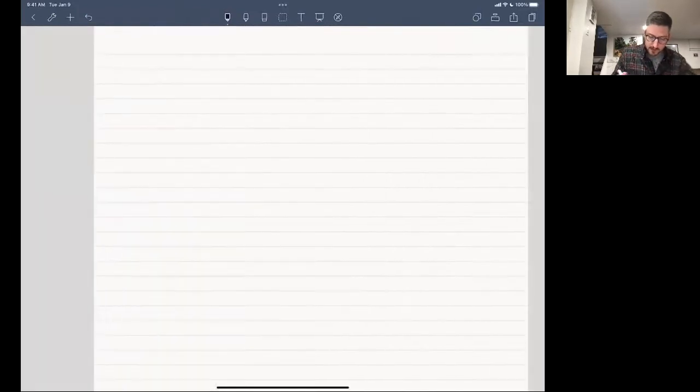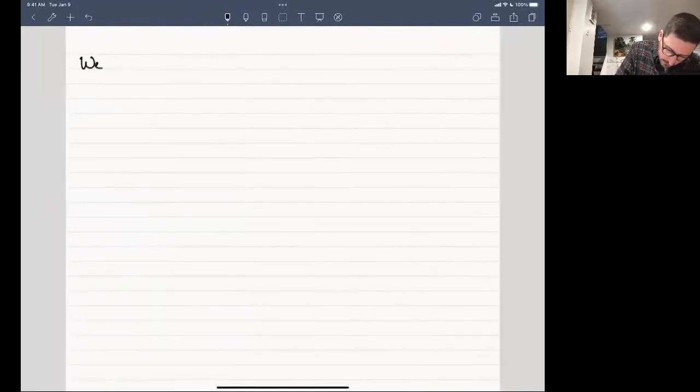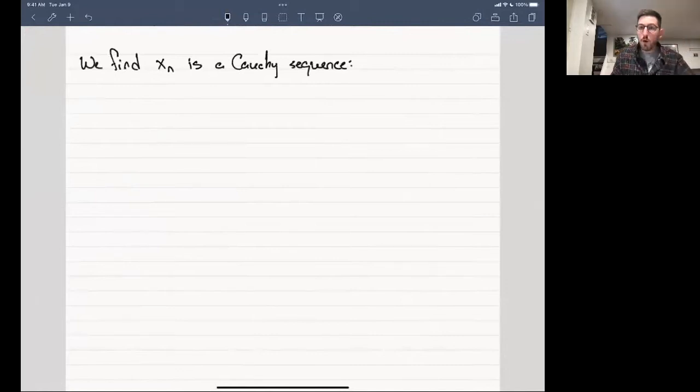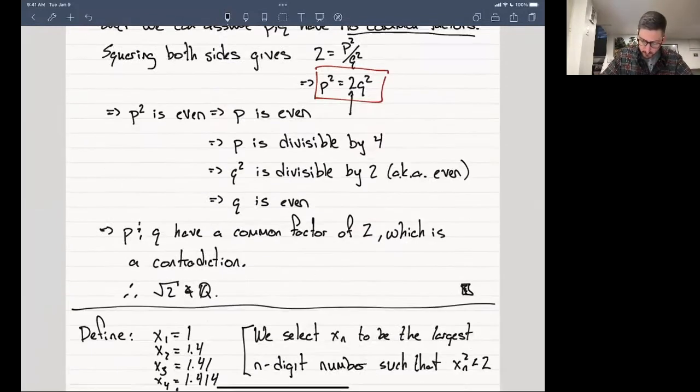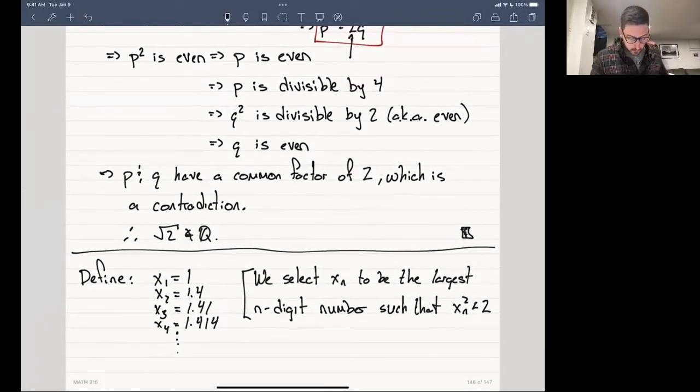Now, what we can see, we find xn is a Cauchy sequence. Now, why is it that we can see this? Well, if we go back for a moment, you can see that the first n digits of these things are going to agree. x1 and x2 agree for the first digit. x2 and x3 agree for the first 2 digits. x3 and x4 agree for the first 3 digits, and so on and so forth.